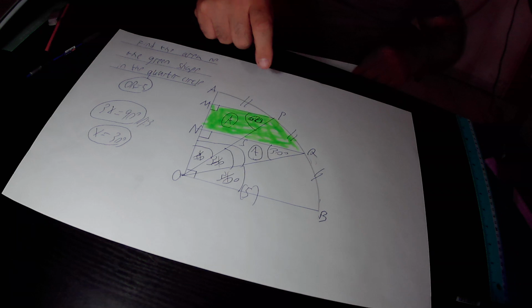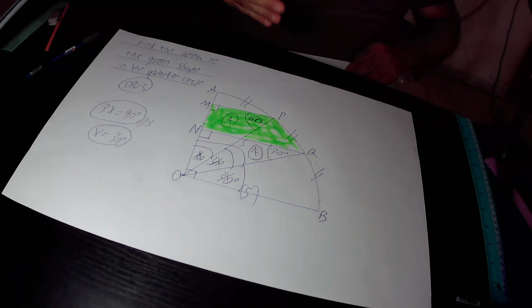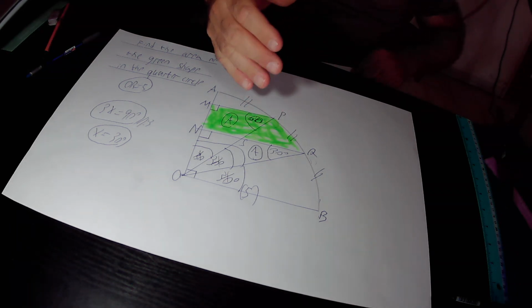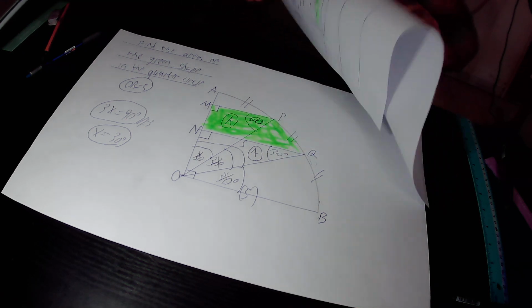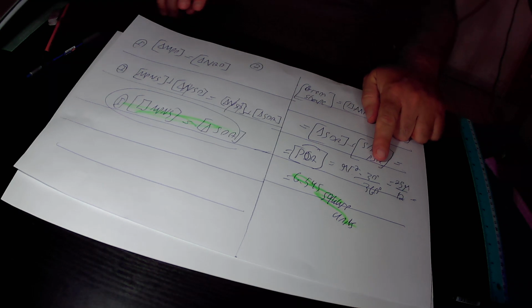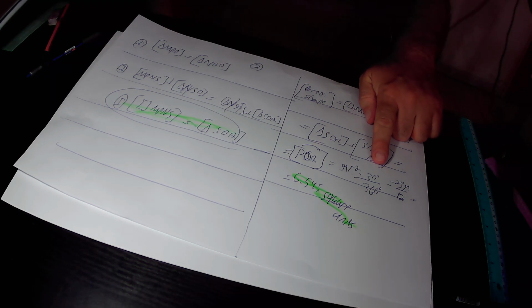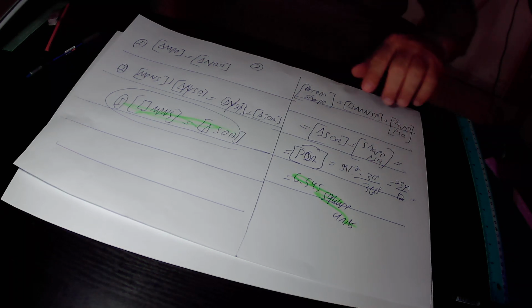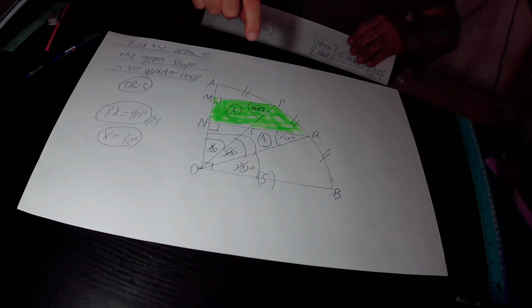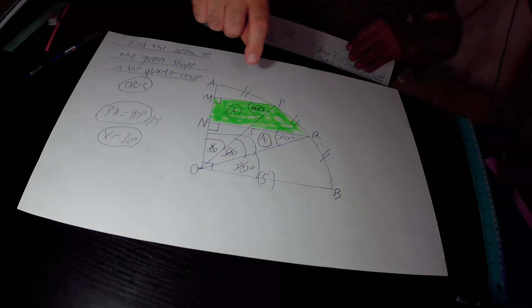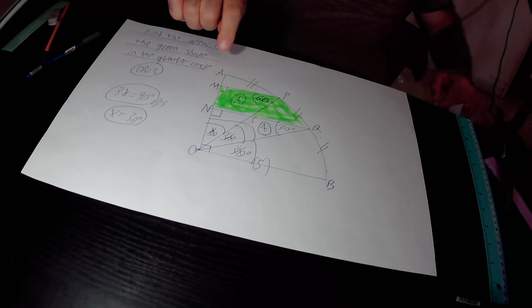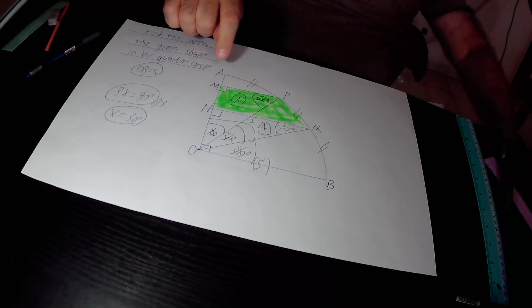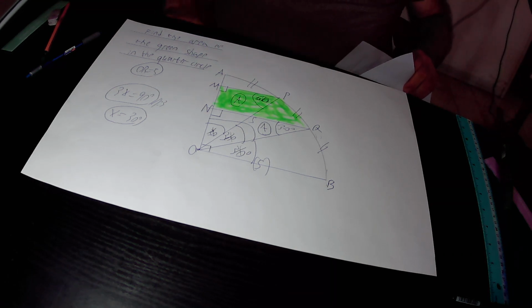R, the radius of this quarter circle, is 5, therefore r squared is 25. So pi r squared is 25 pi, and 30 degrees over 360 degrees is 1 over 12. So in total, the area of this green shape equals 25 pi over 12 square units, or in terms of numbers, about 6.545 square units. Okay, thank you very much.